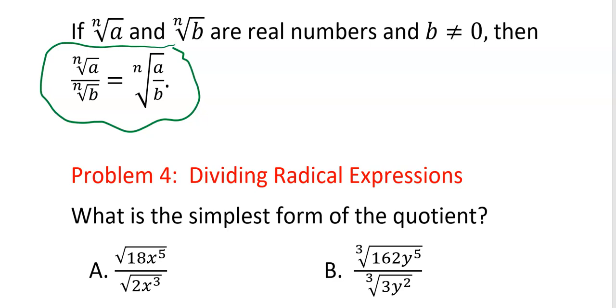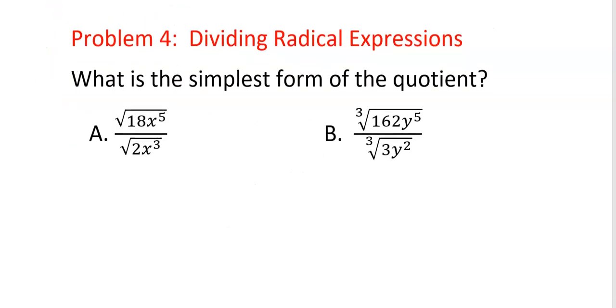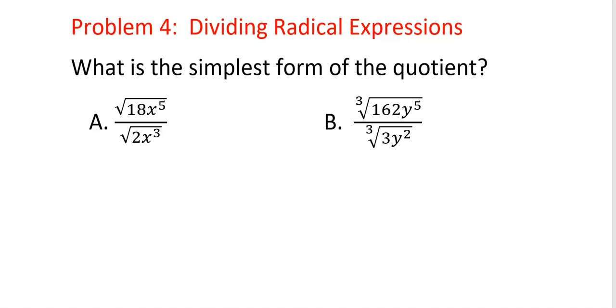Okay, we good? All right, so let's do these two. So these are separate right now. What I'm going to do is put them together. So I'm going to take my two separate ones. They're both square roots, so I'm going to put them together like this: 18x to the 5 divided by 2x to the 3.